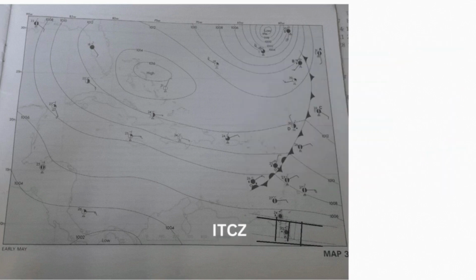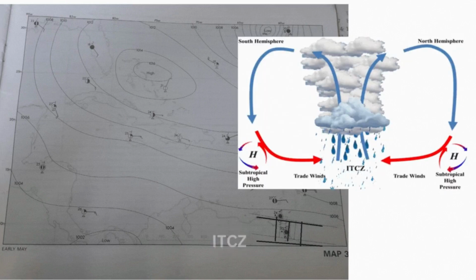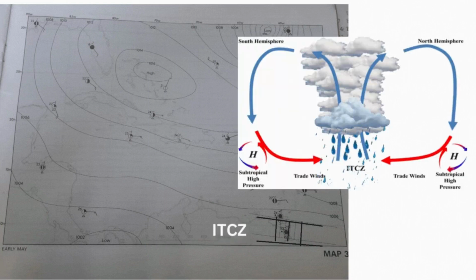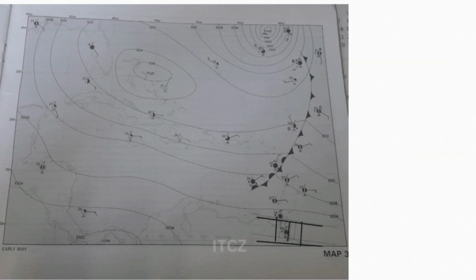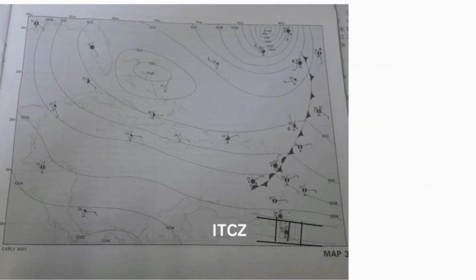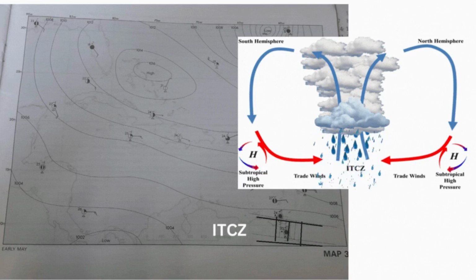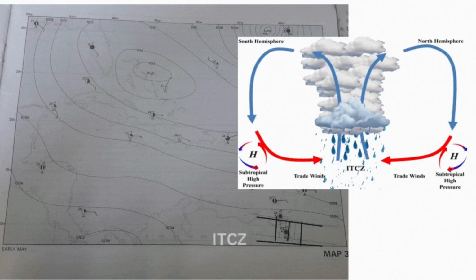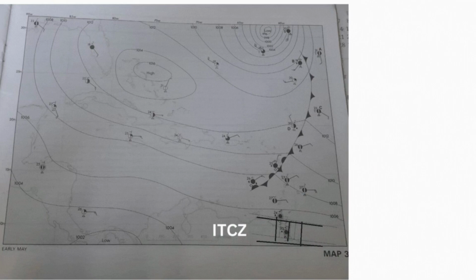So territories such as Grenada, Trinidad and Tobago, Guyana, and Suriname are all influenced by the ITCZ. The weather map shows the ITCZ in the southern Caribbean. Notice from the shaded circles that we are seeing that unstable weather conditions are occurring in the south as a result of the ITCZ.